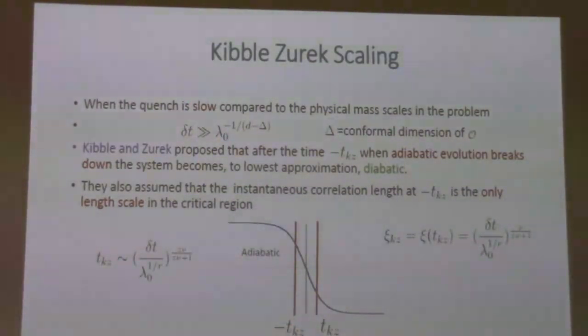So delta t is the time interval, between these red lines, during which the coupling is changing appreciably. So 1 upon delta t is the rate of quench, because that's the inverse of the time scale. So a slow quench is defined by the fact that delta t is larger than all physical length scales in the problem. In this case, for relativistic quantum field theory, the only scale in the problem is lambda naught. So whatever length scale you form out of lambda naught is given by this particular power. Delta is the conformal dimension of the quenched operator.